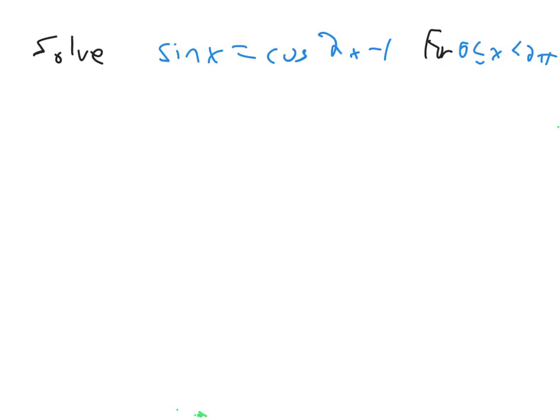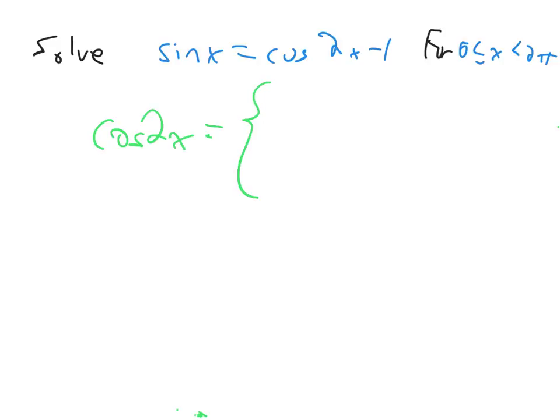We're asked to solve the equation sine x equals cosine of 2x minus 1 for all x values between 0 and 2 pi. We have a mix of trig functions, both sine and cosine, and it would be most convenient if we could get them down to just one trig function. Luckily, cosine of 2x has several forms that we can use.